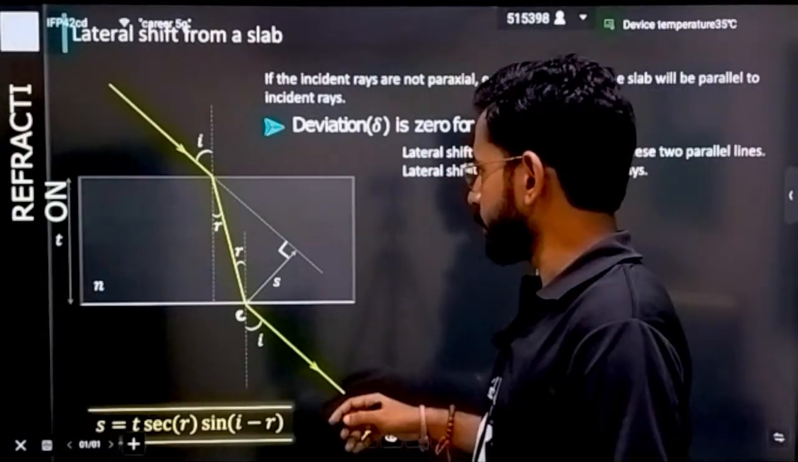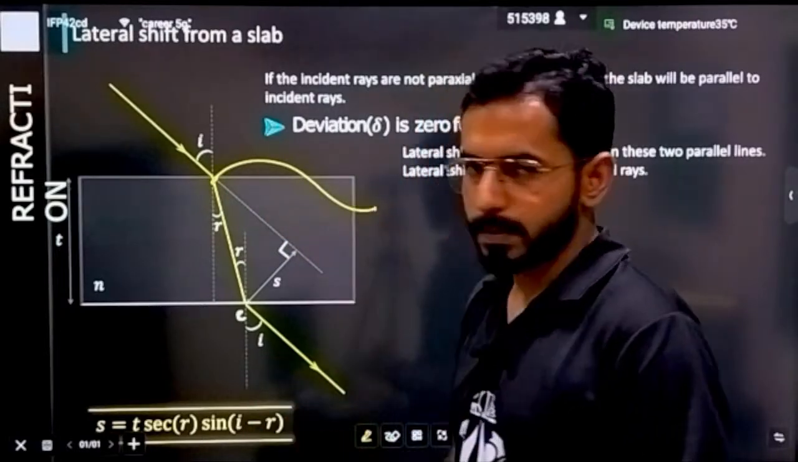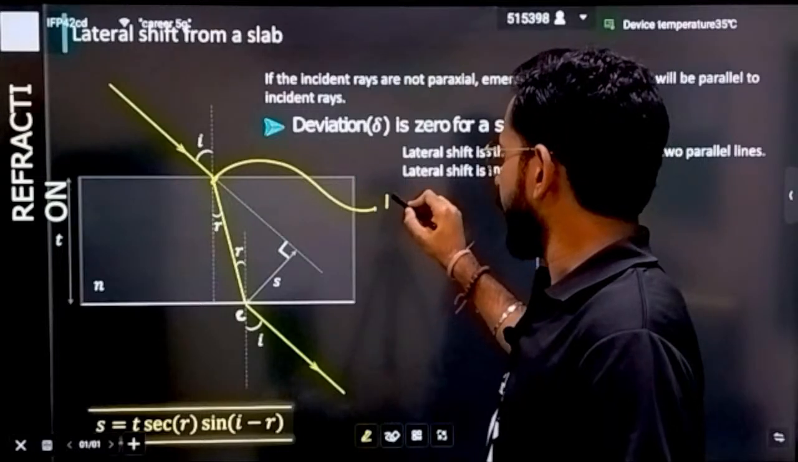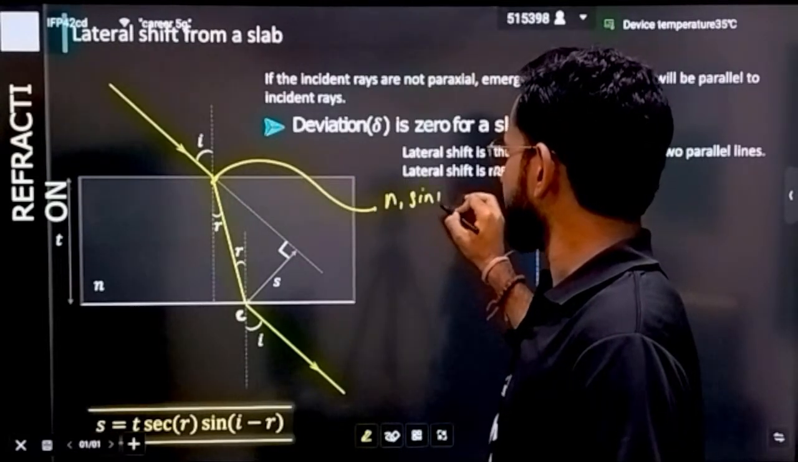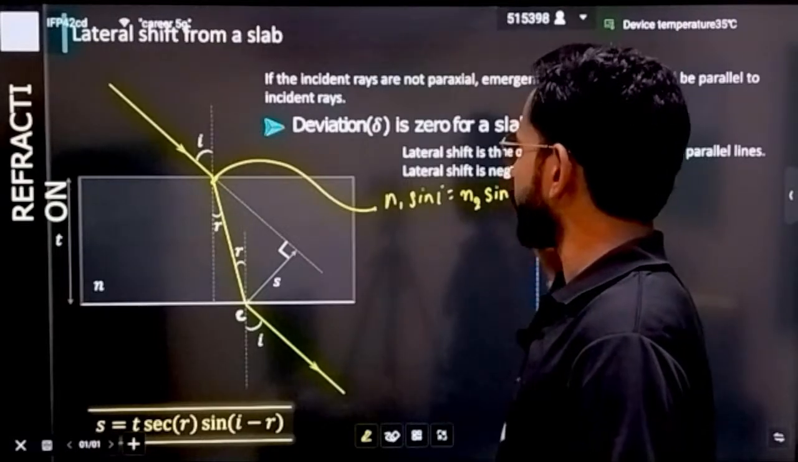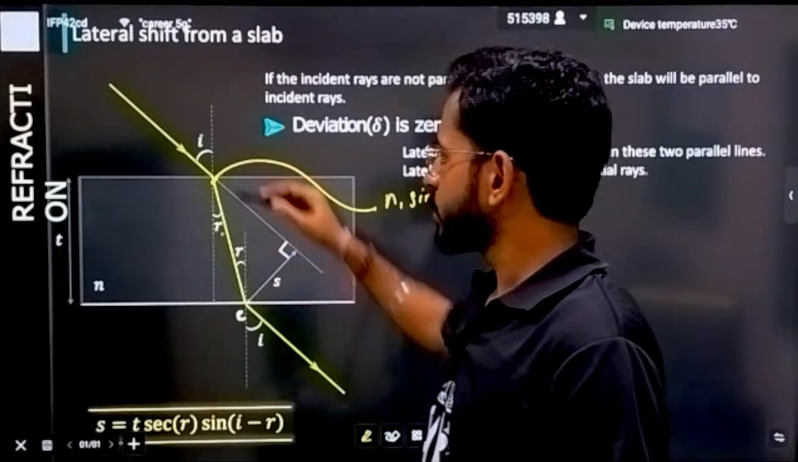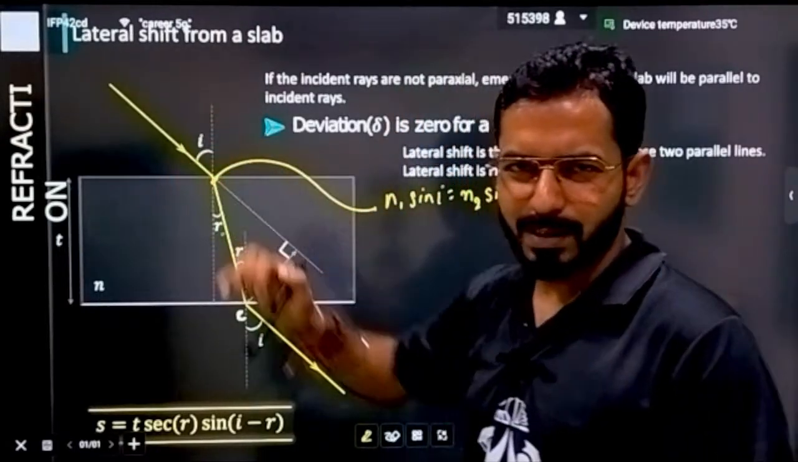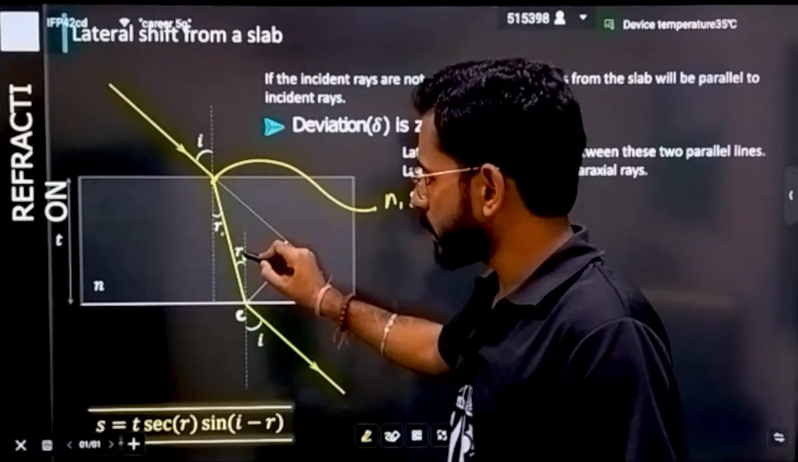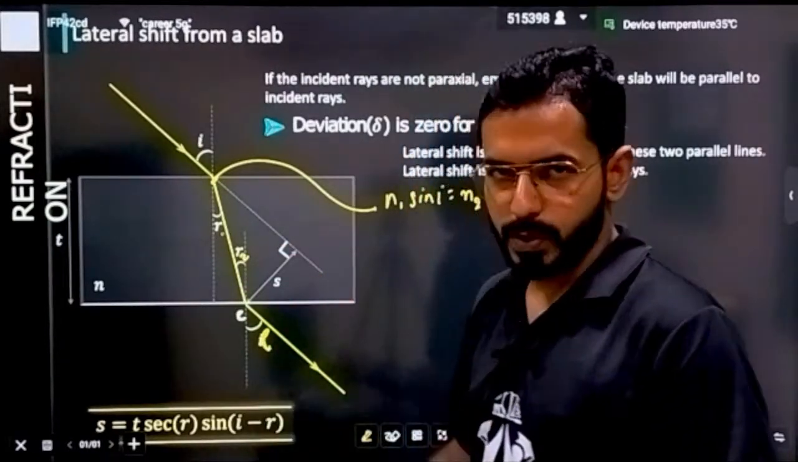Firstly, let's prove it ourselves. Please write Snell's law at the first surface. What will you write for Snell's law? Write n1 sine of i is equal to n2 sine of r1. Correct? This angle will be r1. Clear? And it is going from rarer to denser medium, that's why I am taking it towards the normal. And then this ray will come. Let's suppose this angle will become some angle r2, and then again there will be the emergent angle.